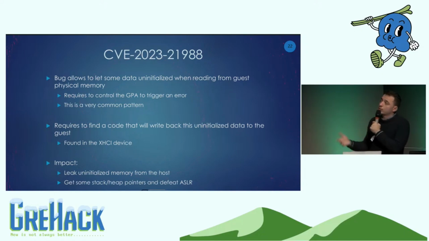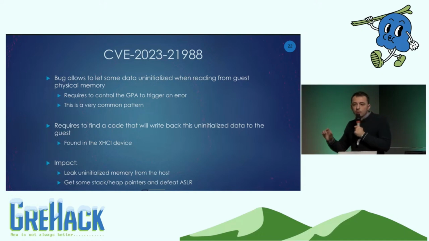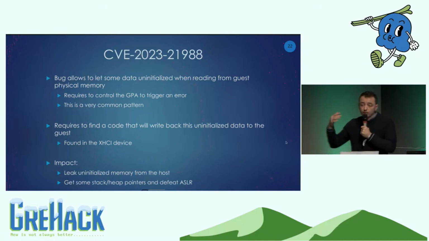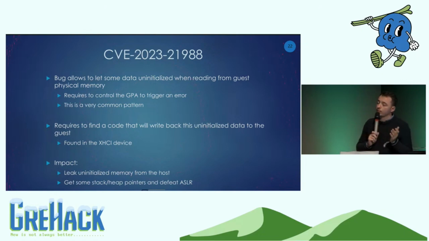So this is the very common pattern. To be able to trigger it, you need to find a specific code that will read some data from the guest, triggering the bug and getting uninitialized data, and then write it back to the guest so we can read it and actually get the uninitialized data. And Major Tomsek last year actually did it. He found this pattern in a device, XHCI, which is a USB 3 emulation. And he found it, he exploited it, and he had a leak.